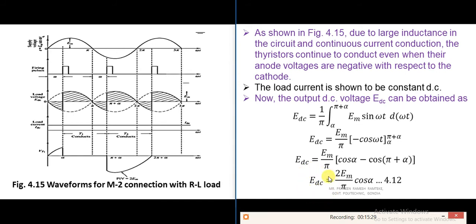And how do we calculate the average value? Sum of all the values divided by the total number of values. So this twice EM cos alpha is all the values and pi is the number of values.